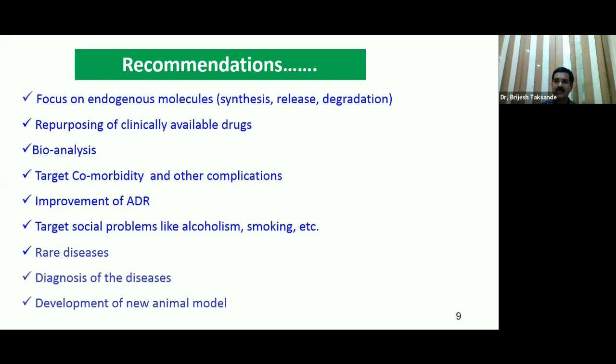So if you can do something for this category of patient, it would certainly be a breakthrough in your PG thesis or PG dissertation. Then improvements of adverse drug reaction. This is again one more very interesting area. I would love to work on this area because most of the drugs do not have patient compliance. Most of the drugs fail in post-marketing surveillance because of adverse drug reactions.